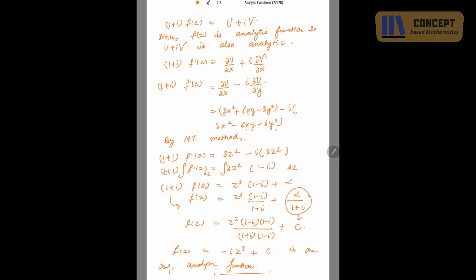So this is how we have used capital U in place of u minus v. This is how we have to do these types of questions. So next time we will start power series.